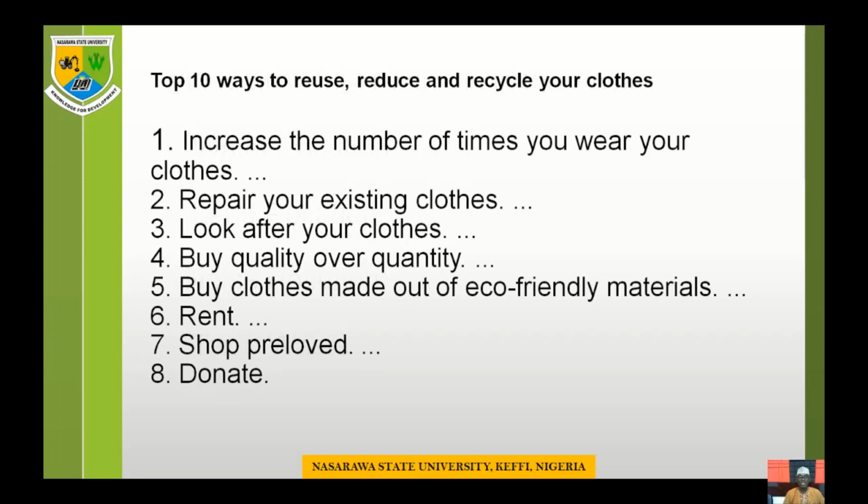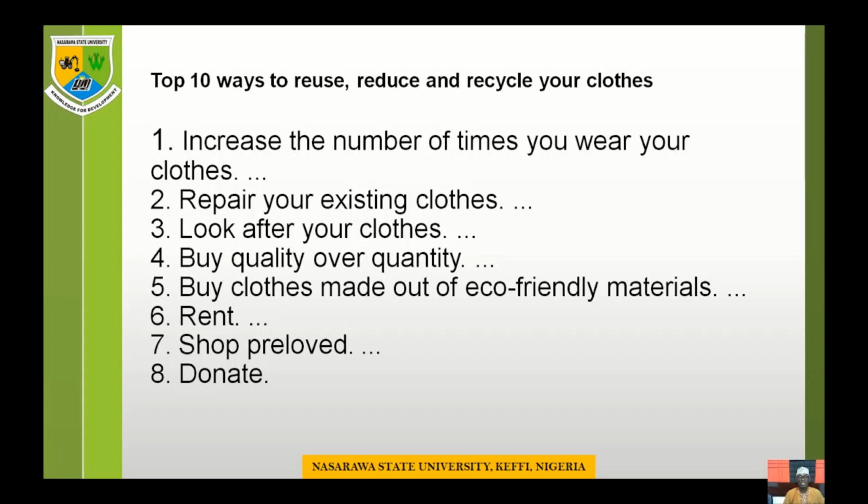The top 10 ways to reuse, reduce, and recycle our clothes. One, you increase the number of times you wear your clothes. What it means is that if you have a cloth that you use maybe once in 6 months, it's better you use it once in 3 months. The more you use the existing clothes, the less likely you'd like to buy new ones.